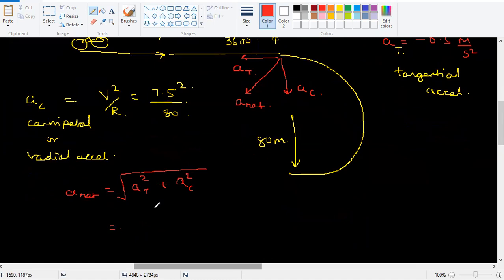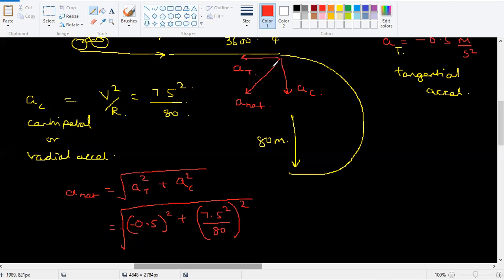AT is this one, 0.5. AC is this one, 7.5. AT the whole square, and AC the whole square. That's all. Similarly, I can calculate the angle alpha. So the angle between the first vector and the resultant vector, I can take as alpha.